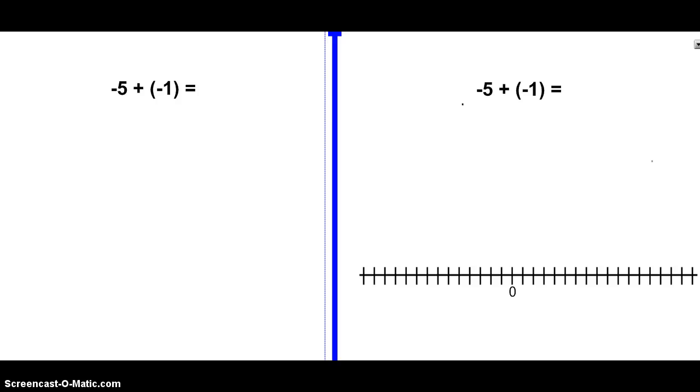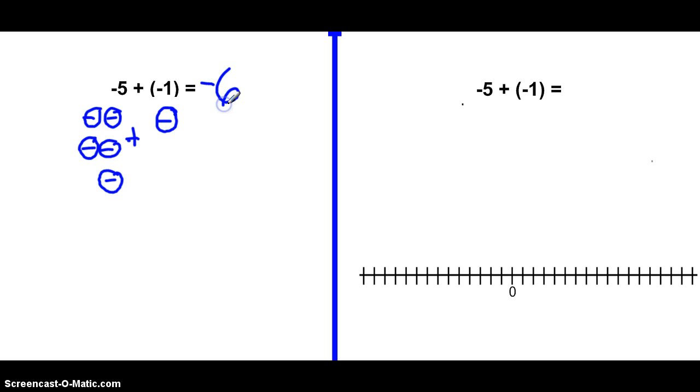Alright, now here we have negative 5 plus negative 1. So let's start with our chips first. We have to set up negative 5, so we have to draw 5 negative chips. Okay? So we're adding, so we're going to add on or draw the next number, which is just negative 1. That's it. So it's this plus this, add it all up, negative 6.